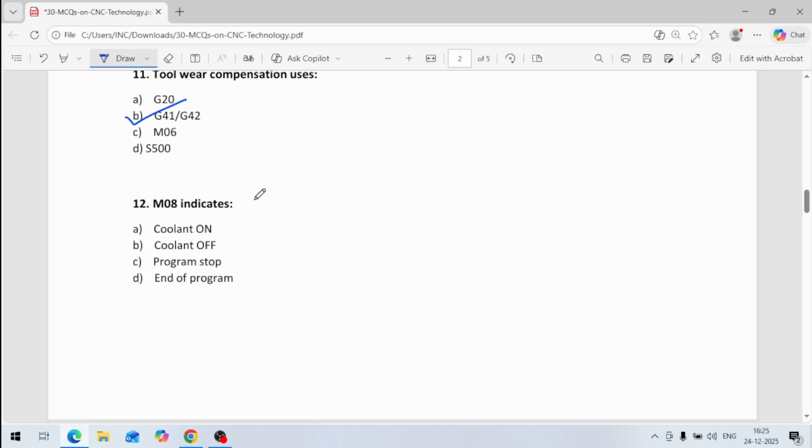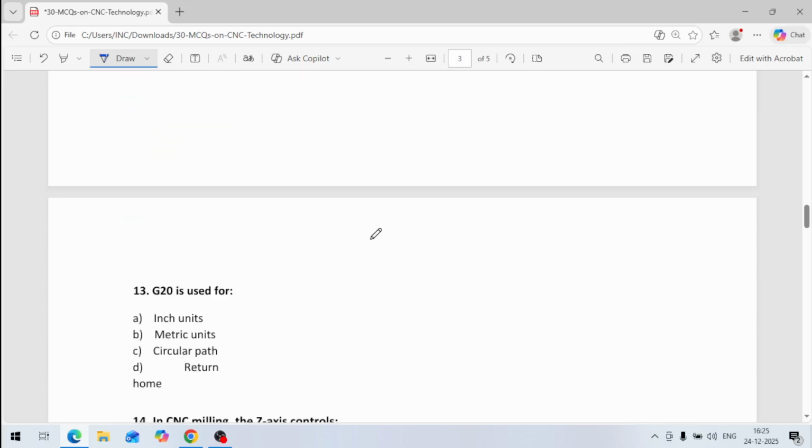The next question is: M08 indicates. M08 is coolant on. What is it? It is coolant on. The other options are coolant off, program stop, and end of the program. Nothing else. It's only coolant on.